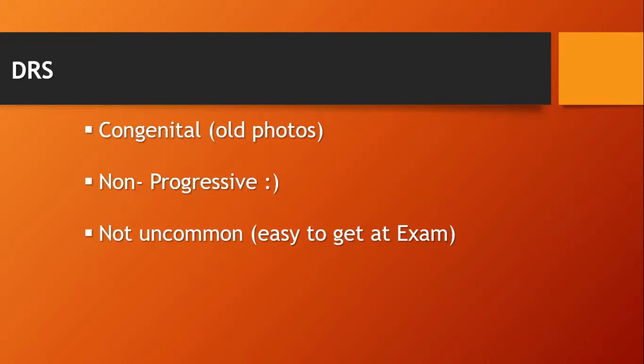And it is not uncommon. I learned this expression from Kanski. Not uncommon means somewhere between common and uncommon. So it's easy to get in the exam, especially if your exam is in Cairo. I don't know the situation in India, but in Cairo we have a lot of cases of Duane syndrome. It's very easy to get cases of Duane syndrome, especially type 1, because type 1 is the most common type.